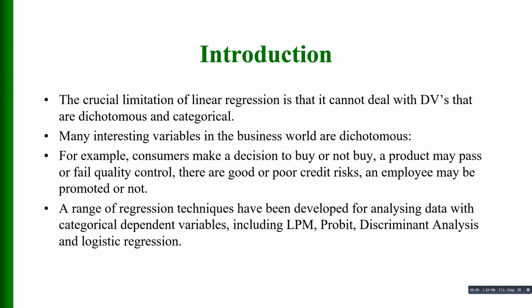Basically, ordinary linear regression has certain limitations, and one of its limitations is that the OLS regression cannot deal with dependent variables that are dichotomous or categorical, meaning that if the dependent variable has two categories, yes or no, coded like 0 and 1, then there is a limitation of the conventional ordinary least squares regression, and the result may not be sensible.